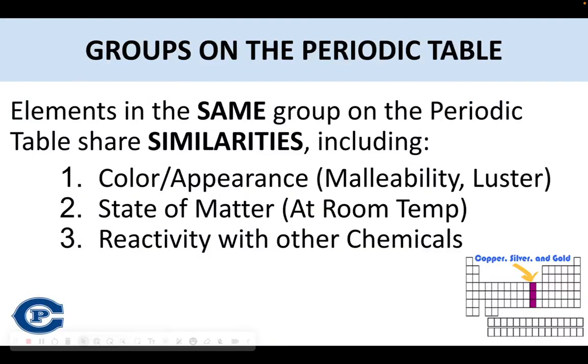Now, like I said, groups on the periodic table are elements in the same group. Because they're groups, those are the vertical columns, they will actually have similar characteristics with each other. Think about a group on the periodic table as kind of like a family, which is the other name that we use. This is because a lot of those in groups are going to have the same color and appearance, so maybe they have the same or similar malleability and luster.